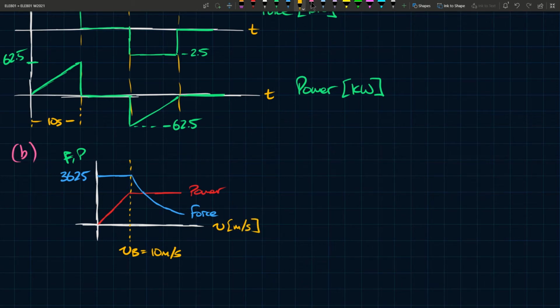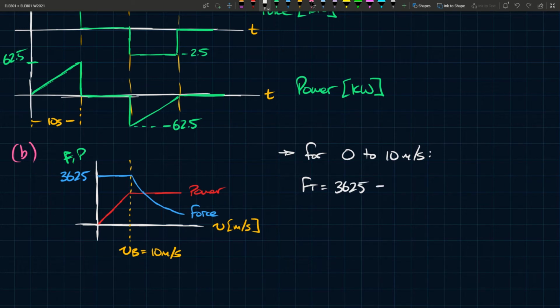So now what we want to do is first determine how long it takes for our vehicle to reach our base speed. Because once we determine that, then we know at which time we cross over from the constant force into the constant power region. So how do we do that? So we can say here, for 0 to 10 meters per second, you have F equals 3625, right?